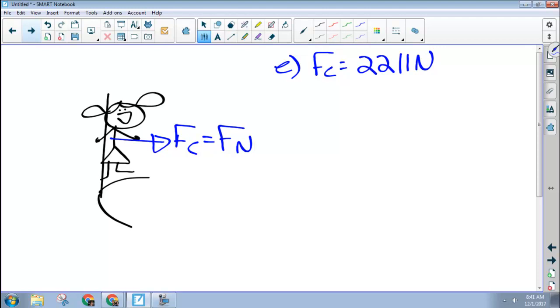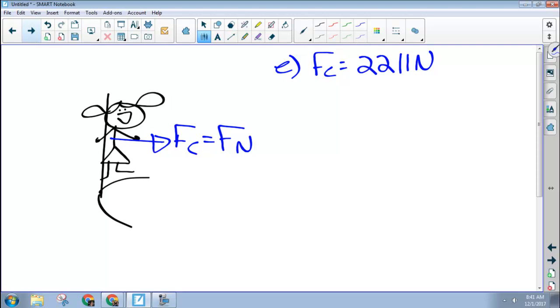Earlier, we did a problem in which we had a book or a picture or something being held against a wall like this, right? And you guys remember that? Our person was pushing this way, and the normal force was this way, right? So this is basically the same thing.